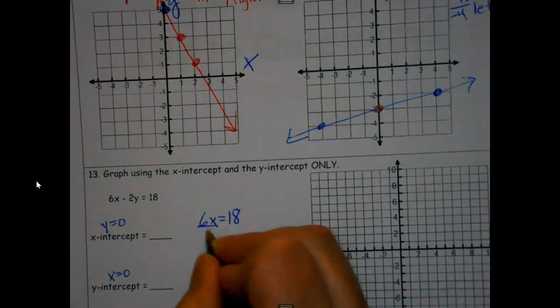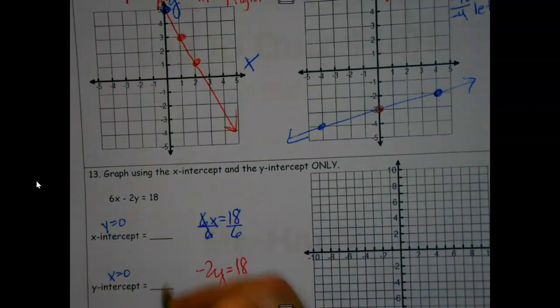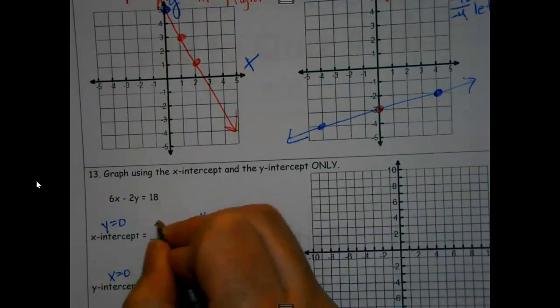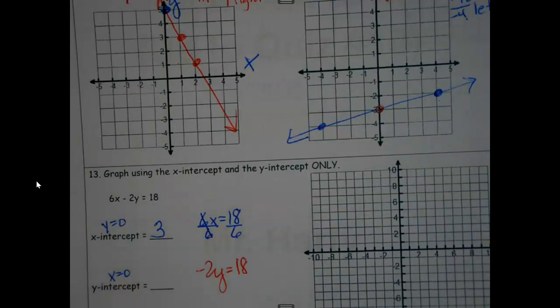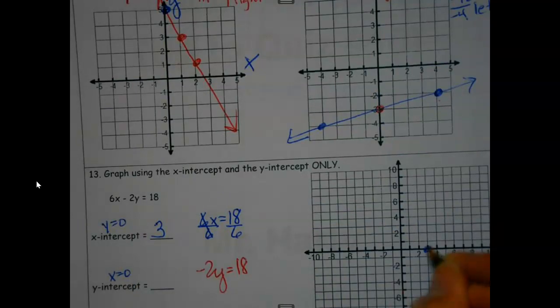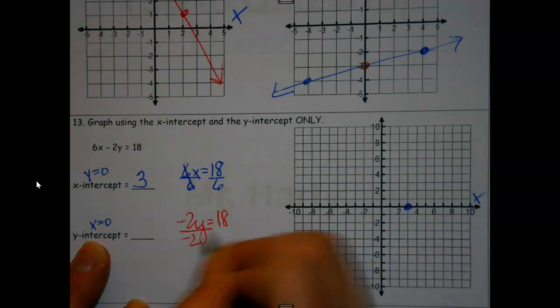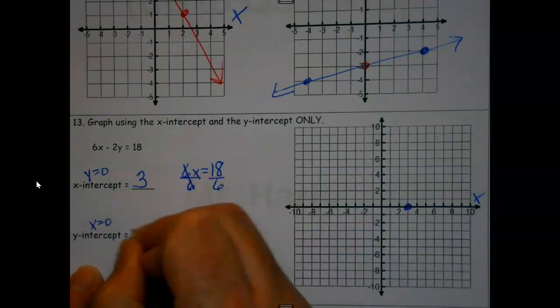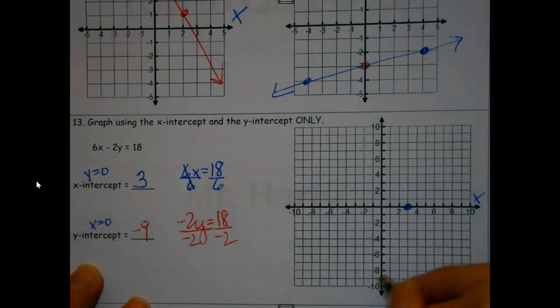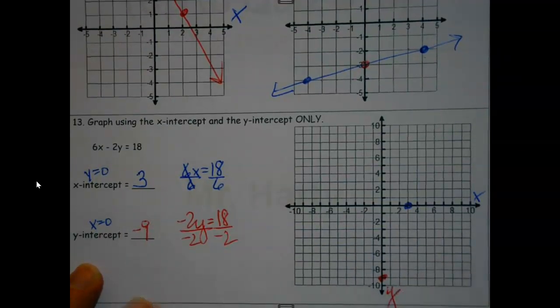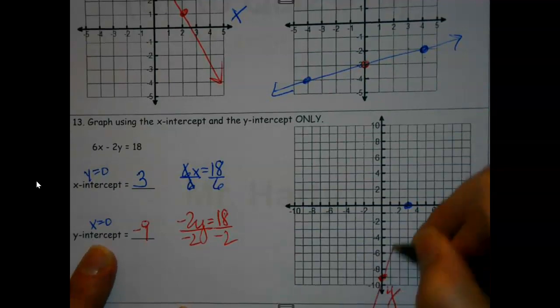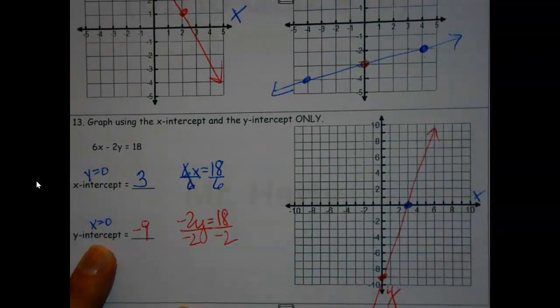So all I got to do, 18 divided by 6 is 3. I make a dot on 3 on my x-axis. 18 divided by negative 2 is negative 9. Make that dot on the y-axis. And those are the only 2 points I have. So no third point this time. And we get ready to go.